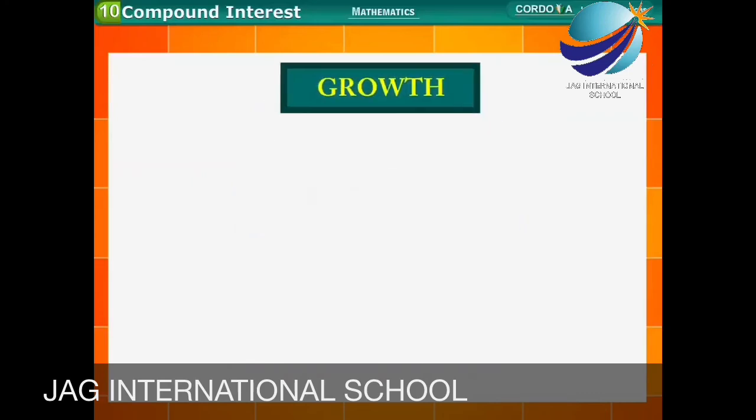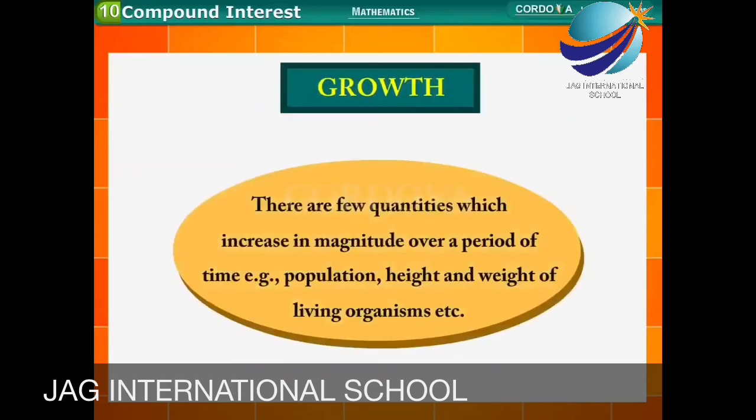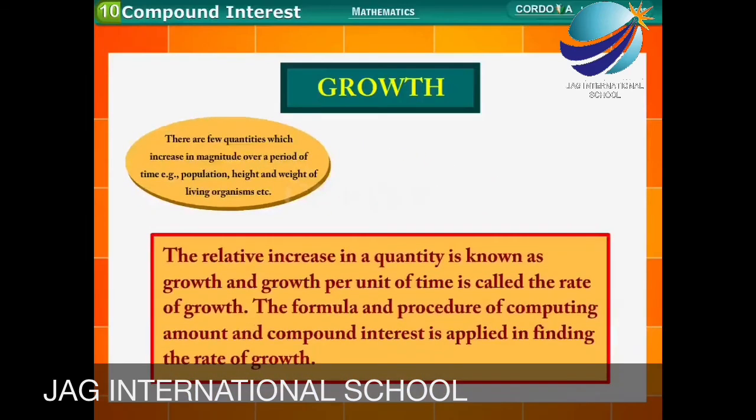Growth. There are few quantities which increase in magnitude over a period of time. For example, population, height and weight of living organisms, etc. The relative increase in a quantity is known as growth, and growth per unit of time is called the rate of growth. The formula and procedure of computing amount and compound interest is applied in finding the rate of growth.